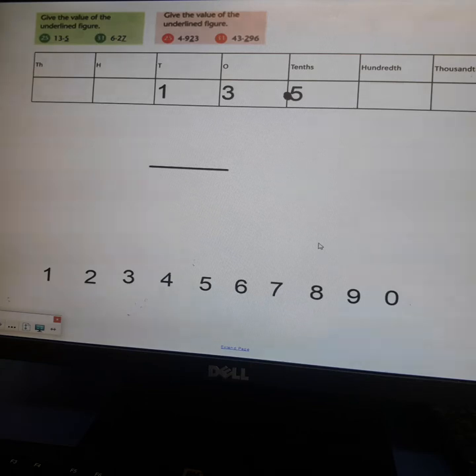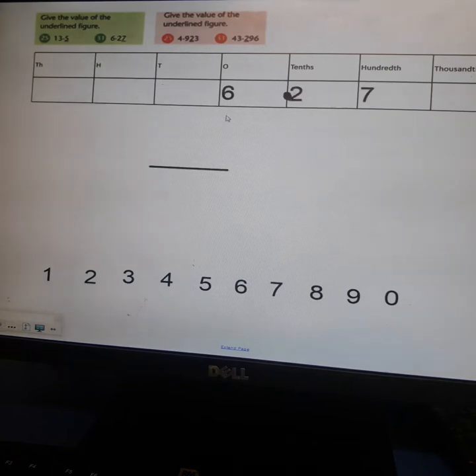It says give the value of the underlined figure. So you've got 13.5 and it's the 5 that's underlined. So it's simply asking you what is that 5 there worth? And we did that yesterday. Because it's in the fractional part here, it's going to be over something. So this one's going to be 5, and then you look above it and it's 5 over 10. Okay, and you can use the support sheet that we provided if it will help you to write these decimals out. Okay, that's the first one.